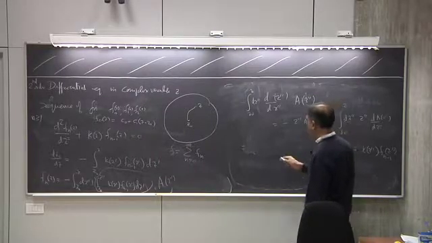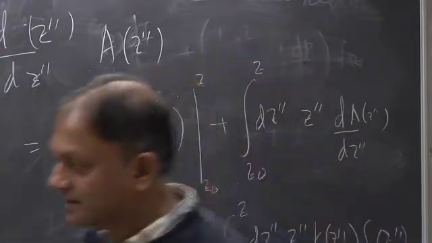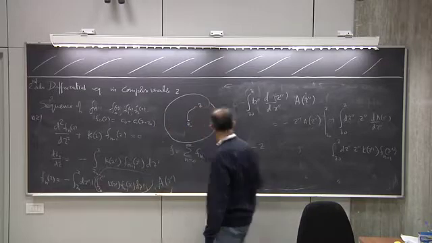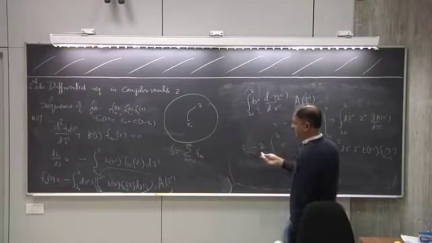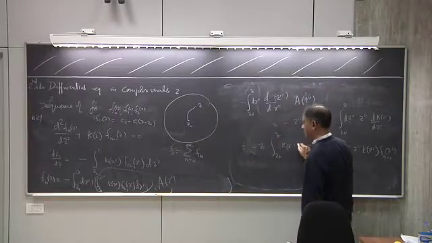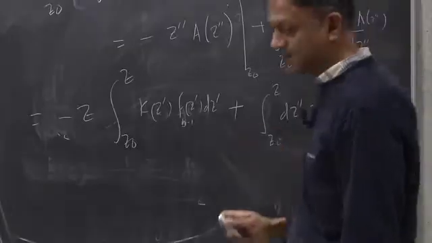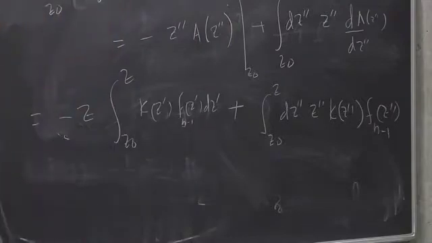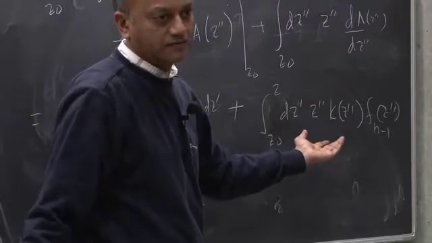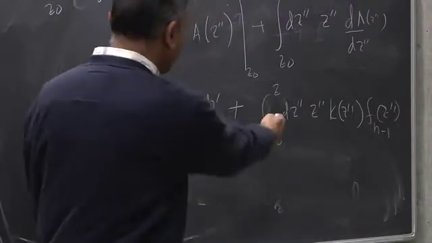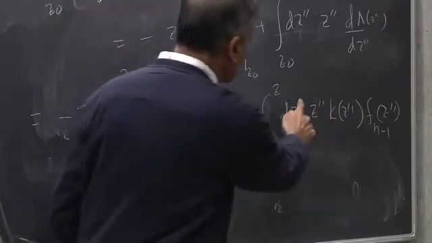For that it is simply z. So this is minus z times A z. But what is A z? A z is this integral all the way up to z. So you get here the integral from z naught to z of k z prime f n minus 1 z prime dz prime. But now you see the z prime here and z double prime are dummy variables. I can call them whatever I want. Because I want to combine these two integrals, I just want to use the same dummy variable, so I can just call this z prime.